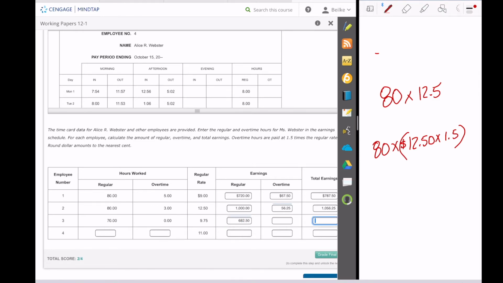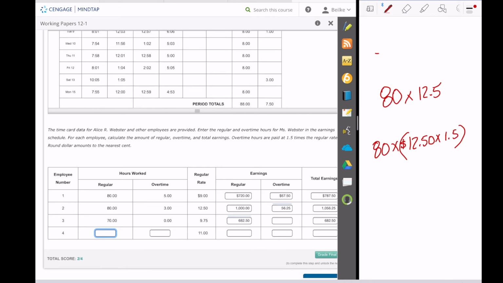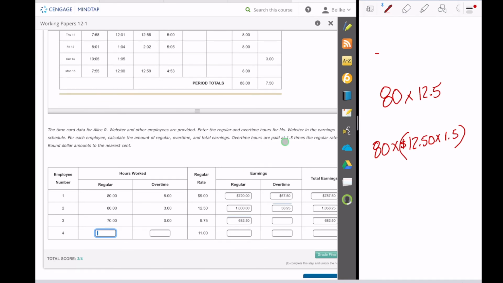There was no overtime, so it is $682.50. And that would just be a matter of adding up your columns. Employee 4 is right up here. We're going to plug in the information right here. She had 88 hours. She had 7.5 hours of overtime. And again, I'm just using it from her time card up here.